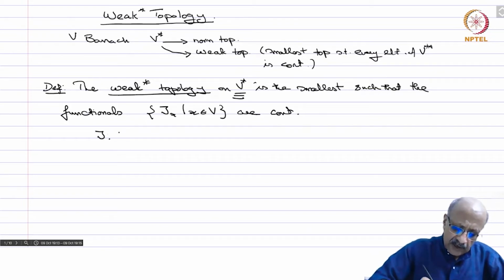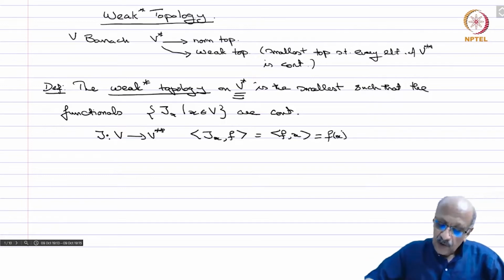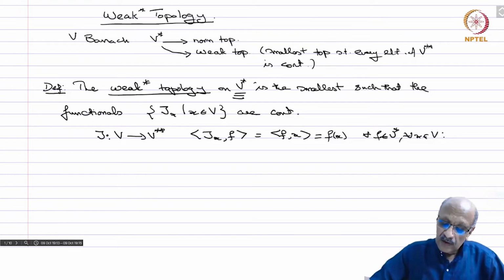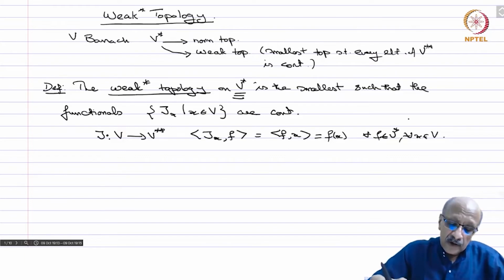Recall, J is the canonical embedding from V into V double star. Jx acting on any f is nothing but f acting on x, which in the old notation is f of x. Of course, this is for every f in V star, for every x in V. For the weak topology, all elements of V double star are continuous, but now we are only asking for a smaller number of functionals, namely the functionals of the form Jx to be continuous, and therefore this gives you a smaller topology.